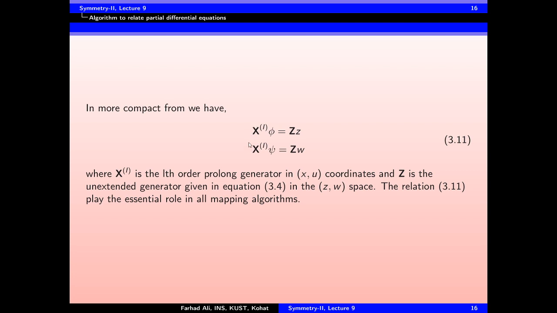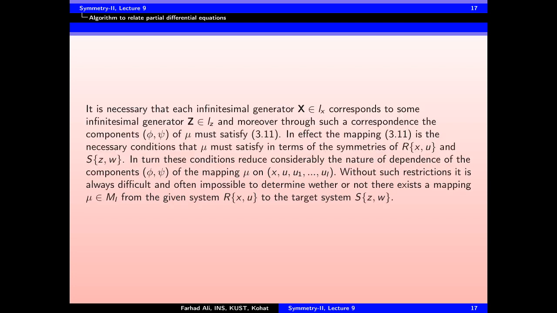So all we need are the symmetries admitted by the given system of differential equations, and this Z is the symmetry generator of the target space. So we find the symmetries and put them over here, and we will get a system of partial differential equations. We will solve those partial differential equations, and we will get the mapping between the coordinates of the given system and the target system.